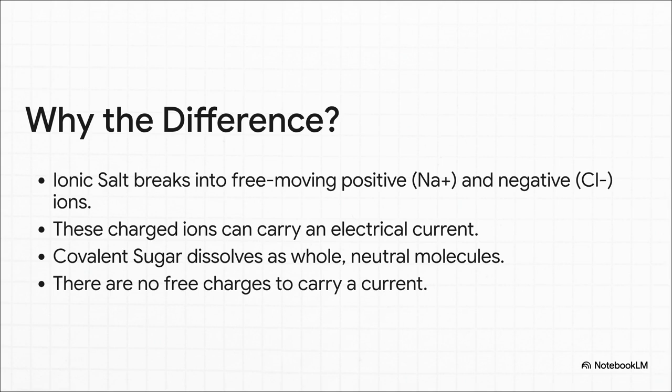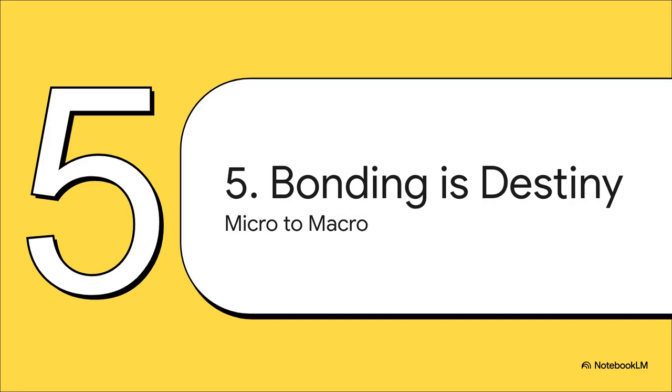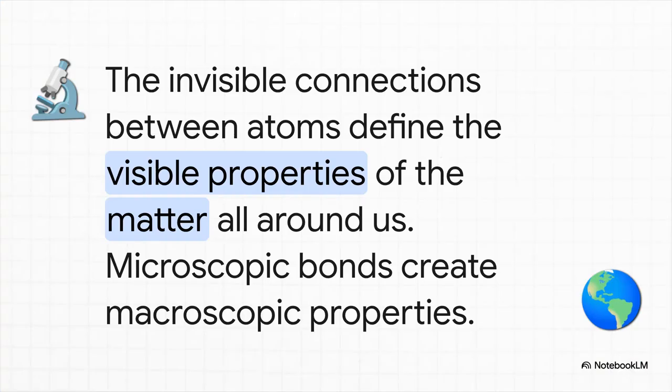Simple as that. This simple little test shows us a really profound truth. The choices that atoms make on an invisible, microscopic level have massive consequences that we can see and measure. For a substance, its bond type is its destiny. And that is the big takeaway here. These invisible connections between atoms are what define the visible properties of absolutely everything. Whether something is hard or soft, whether it's a solid or a gas, whether it conducts electricity, it all comes back to how its atoms are bonded together.